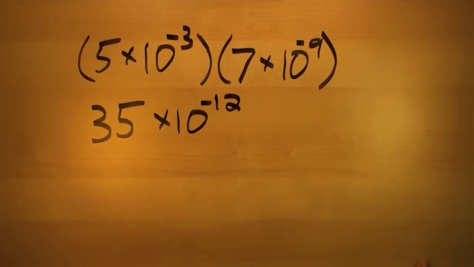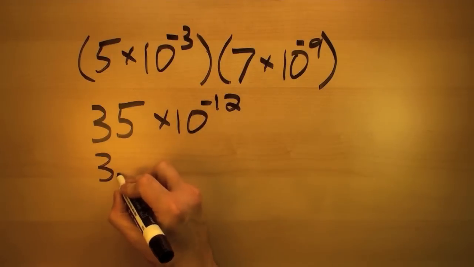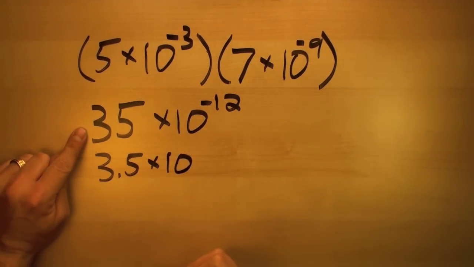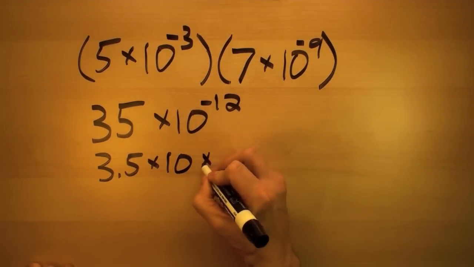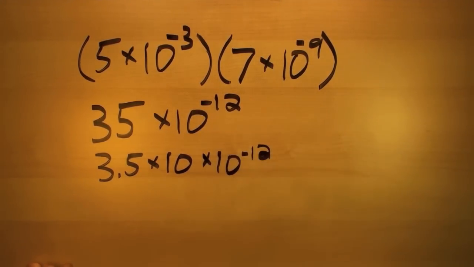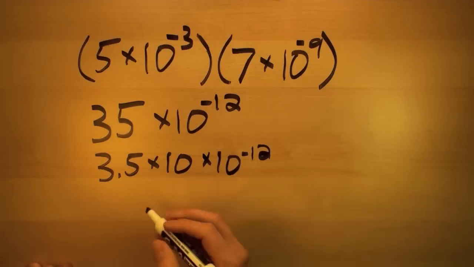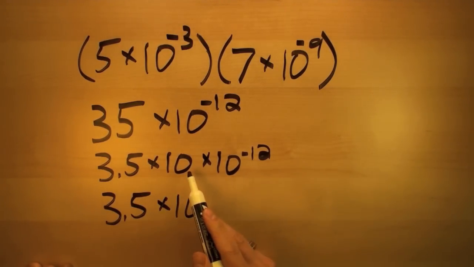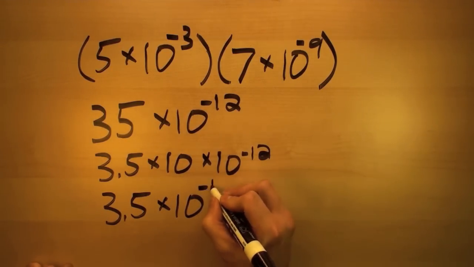But we run into this problem again of the fact that our number out in front is not between 1 and 10 anymore. So we need to modify it. So this becomes 3.5 times 10, right? 3.5 times 10 is 35. And then we've got the times 10 to the negative 12 that we had from the beginning. And now we just combine our powers of 10. So 3.5 times 10. Well, this is really 10 to the 1, so when we add the exponents, negative 12 plus 1 is negative 11.